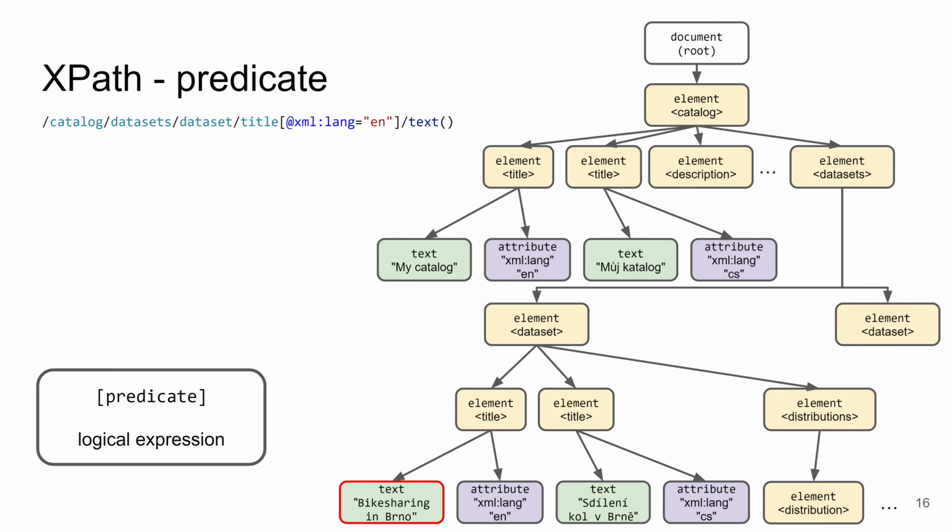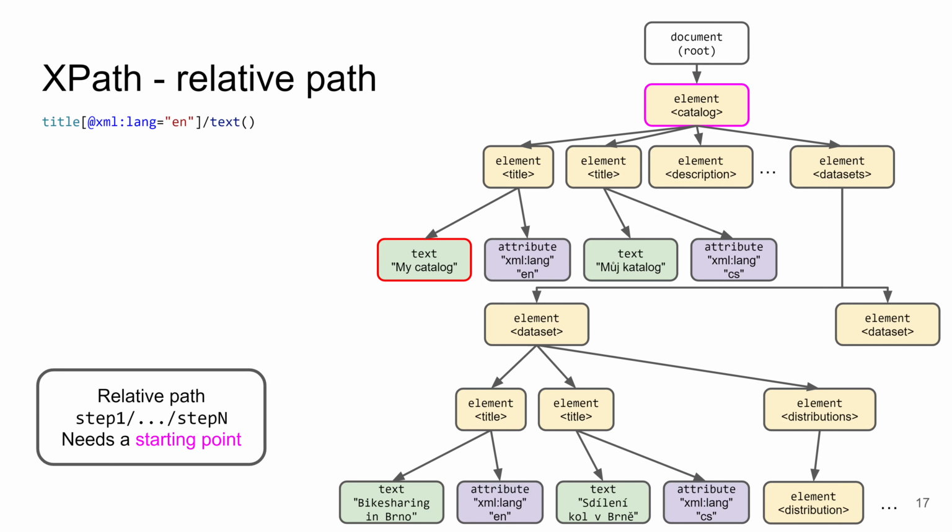Now we change the query a bit and we introduce the brackets, which allow us to filter the selected set of results. So here we filter the title elements returned by the query only to those which satisfy the expression inside the brackets. In this case, the expression says there has to be an attribute xml:lang with the value set to en. And this filtered set of title elements is then processed using the text access function. Therefore, the result of this query is the English title of each dataset in our data catalog.